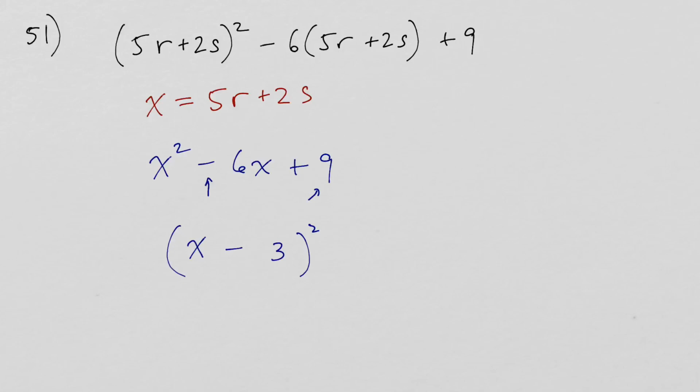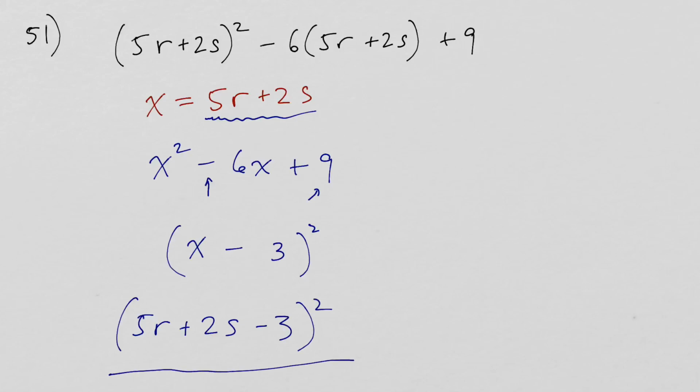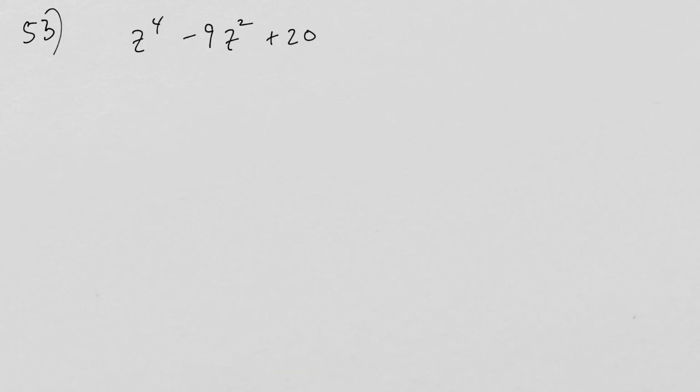So now I've got to resubstitute this for x. So I'm going to end up with 5r plus 2s minus 3 quantity squared. And I can't simplify any further. So I'm done.